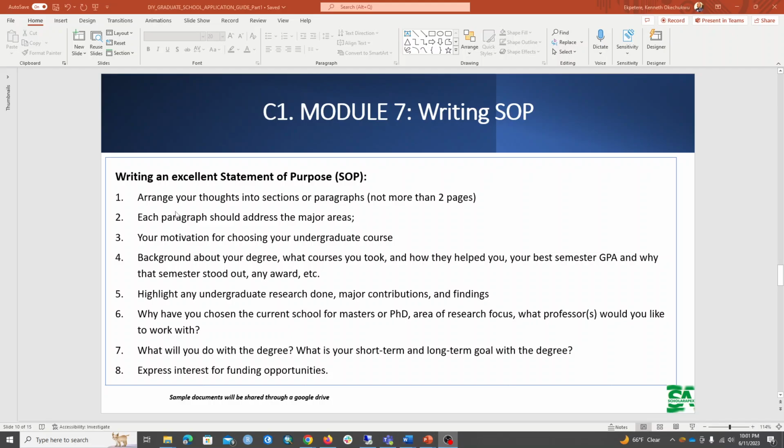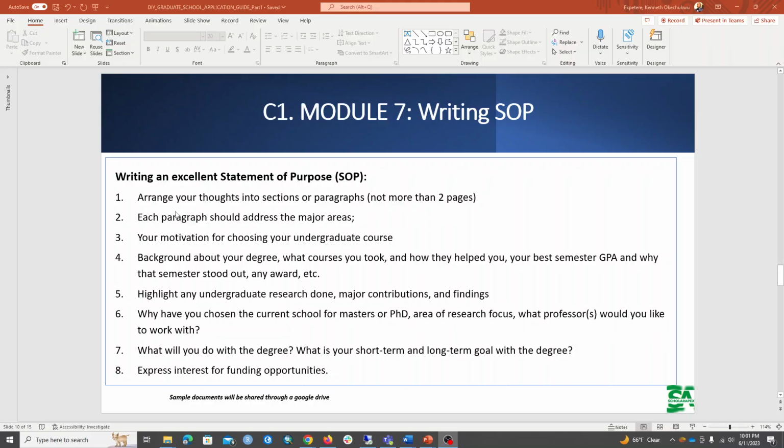Why have you chosen the current school for master's or PhD? There are so many schools in the US. There are over 5,000 universities in the US for graduate programs. Why have you chosen the school you're applying to? You have to convince them, right? The area of research, what professors would you like to work with? You have to cover all those.